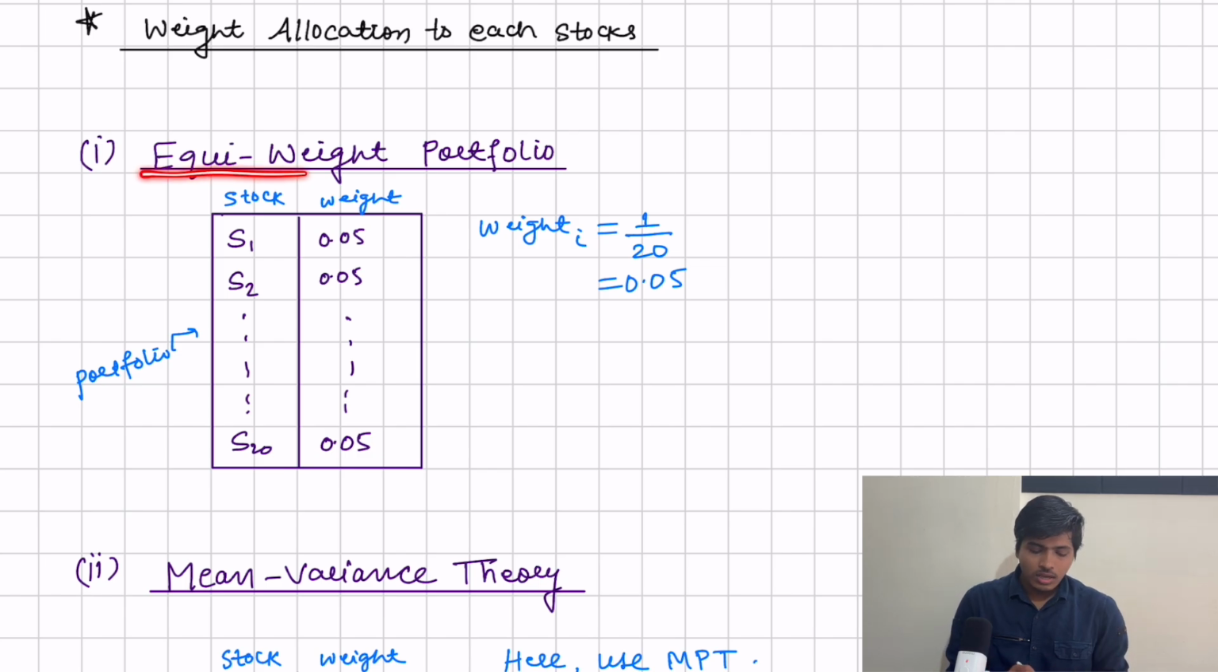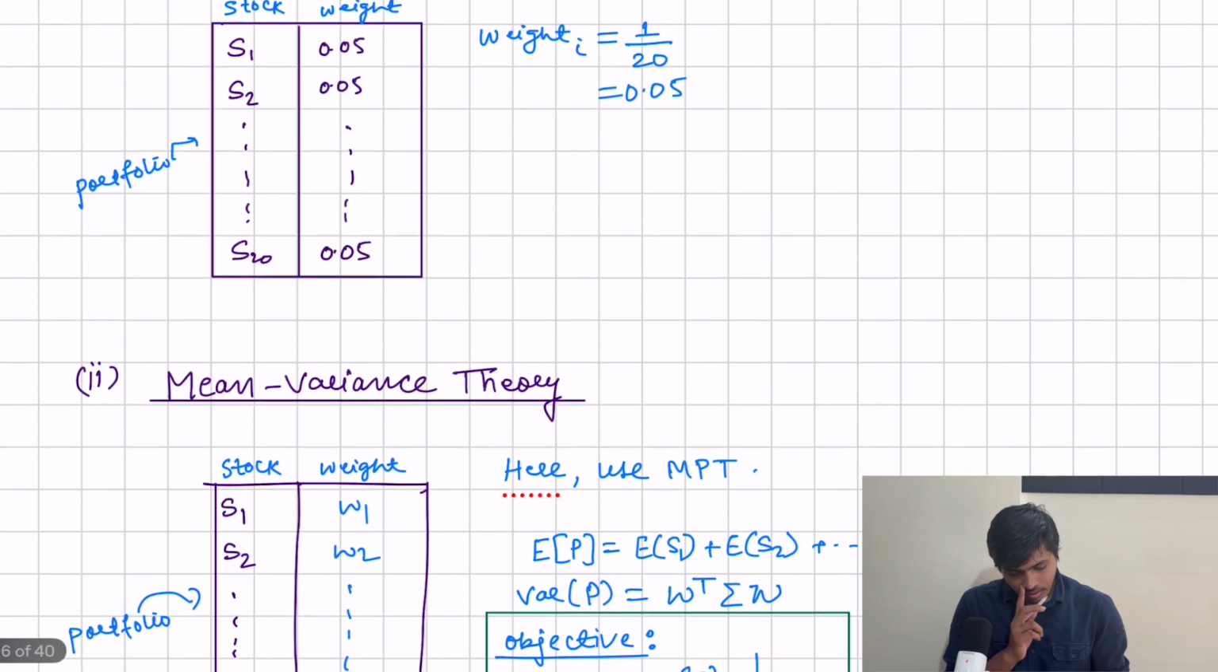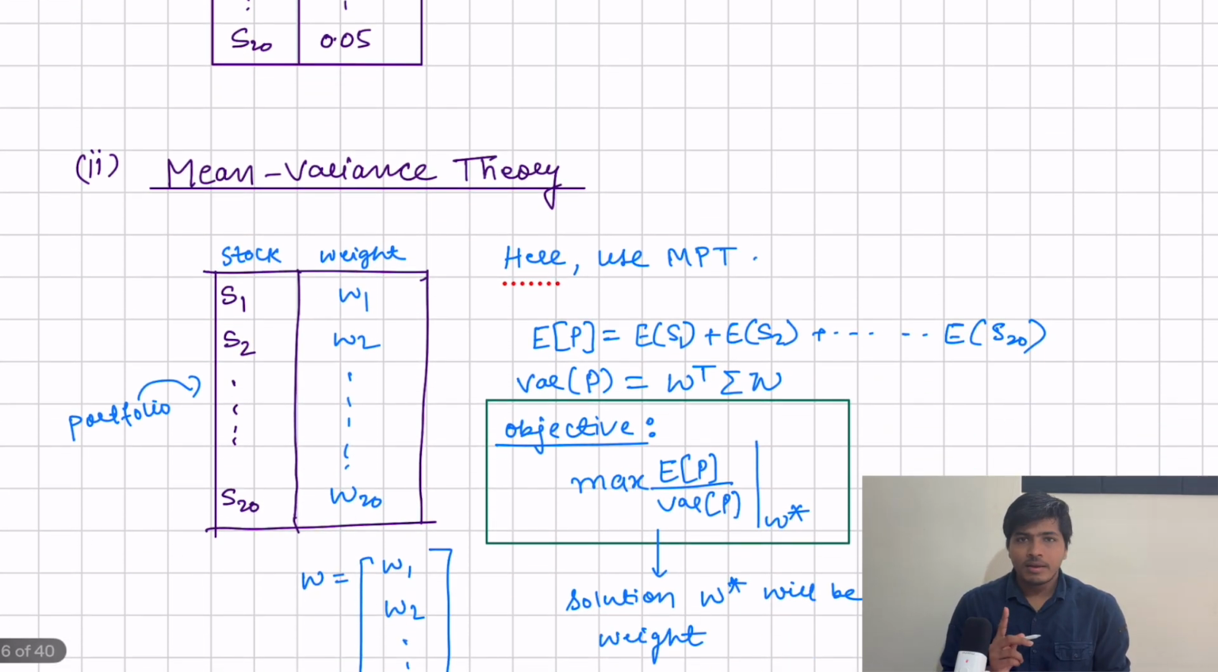So first is the equal weight portfolio. In the equal weight portfolio, as I told you, the weight of each stock should be the same. And since there are 20 stocks in our portfolio, the weight will be 1 by 20, which is equal to 0.05.